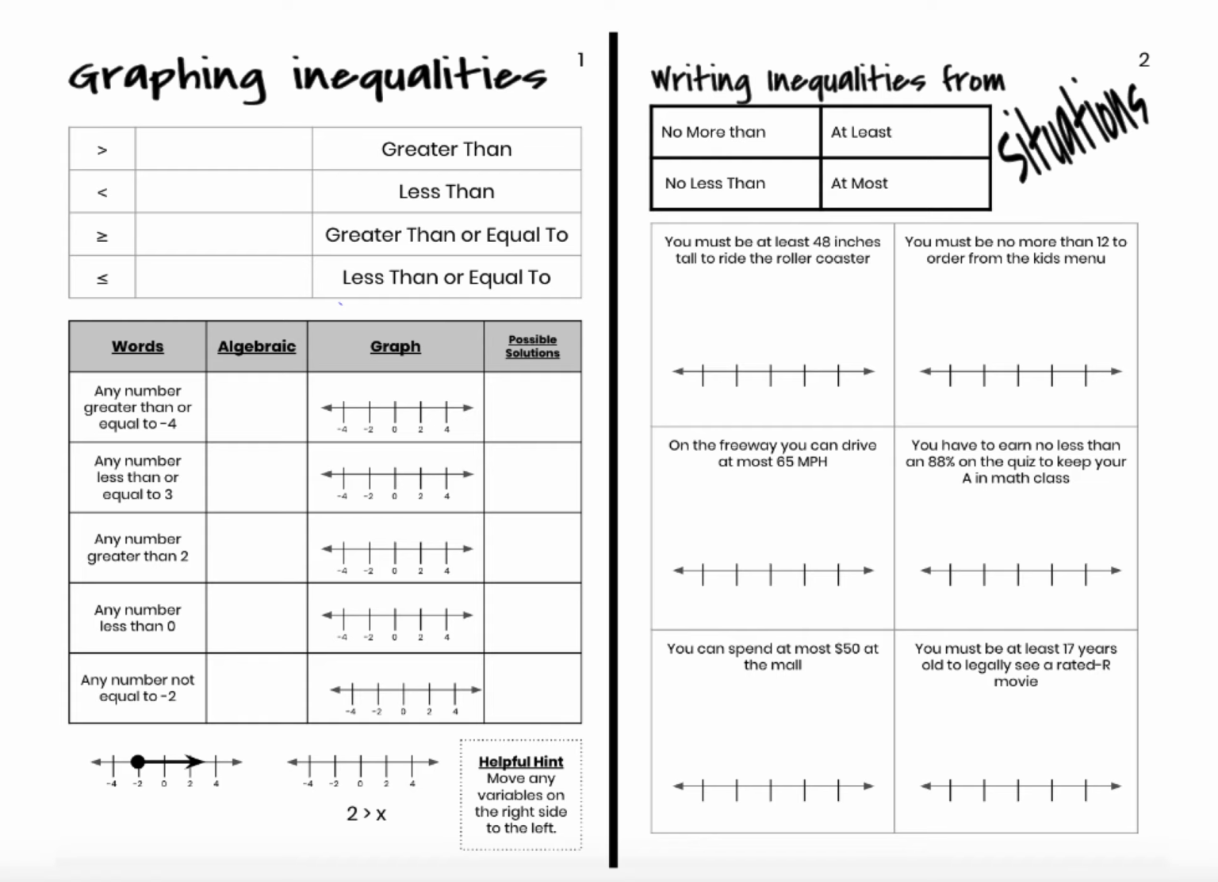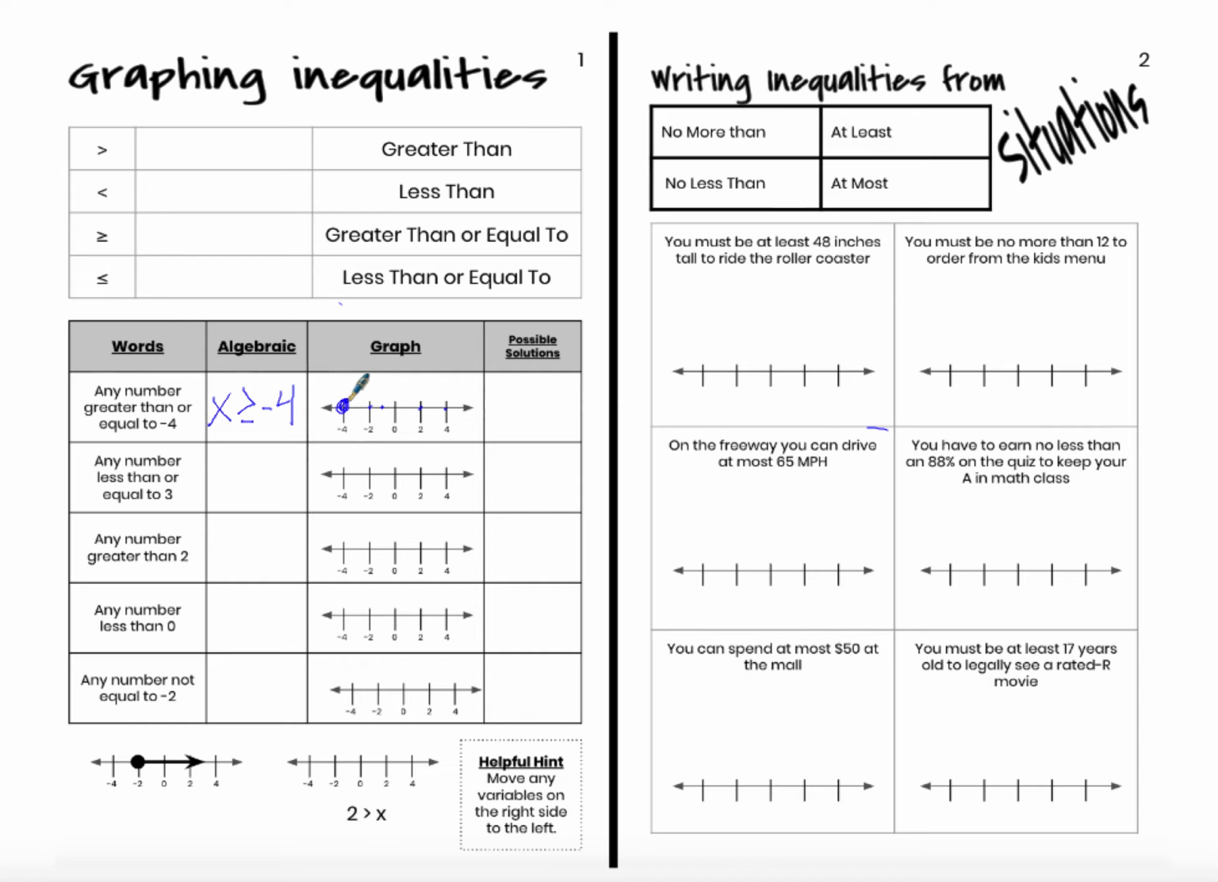On pages 1 and 2 of our Unit 3 notes, we are reviewing graphing and writing inequalities. An inequality is a situation such as this: any number, representing any number as our variable x, greater than or equal to -4. This is our greater than or equal to symbol, and in this case, -4. Any number greater than or equal to -4, that could be -4, it could be 2, it could be -1.5, it could be 2, it could be 4, it could be 10, 20, 50.